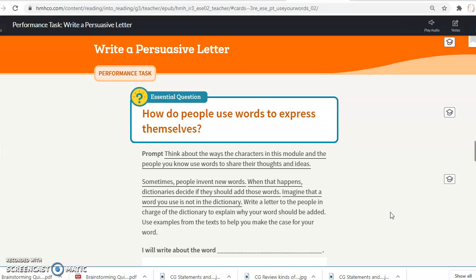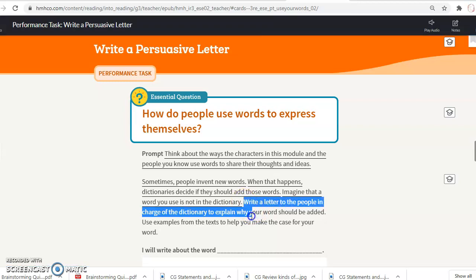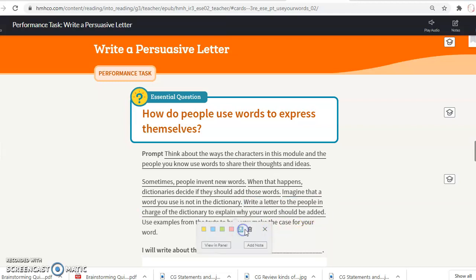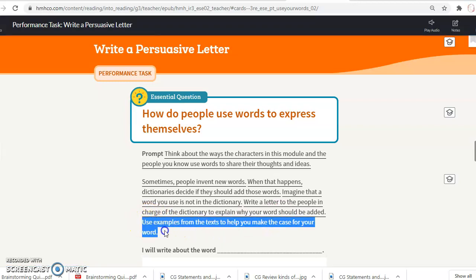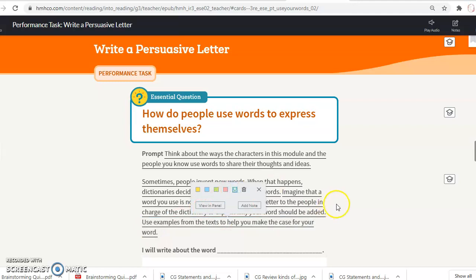The next sentence tells what I should write. Write a letter to the people in charge of the dictionary and that I need to explain why the word should be added. That means that I also need to give reasons to add the word. The last sentence tells me to look for examples from the selections or texts we have read in this module that support my idea. Use examples from the text to help you make the case for your word.